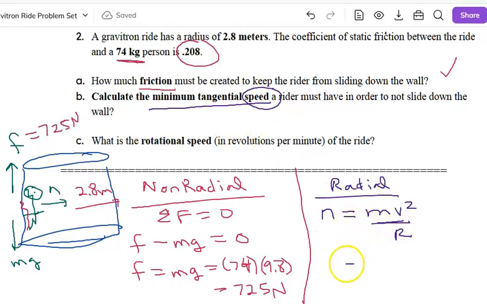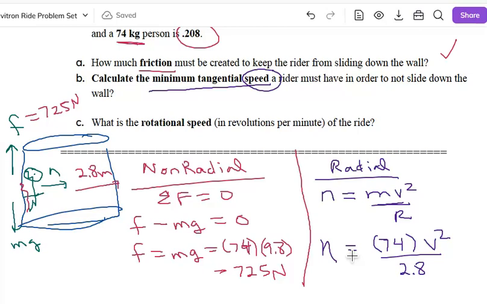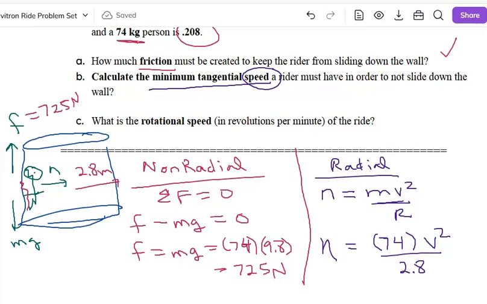Okay, so the normal force equals 74 times, we don't know, v squared over r, and r is 2.8 meters. So again, it looks like we don't have enough to solve this because it looks like we have two unknowns here. And why the heck did I find friction? But what we haven't used is that coefficient of friction.